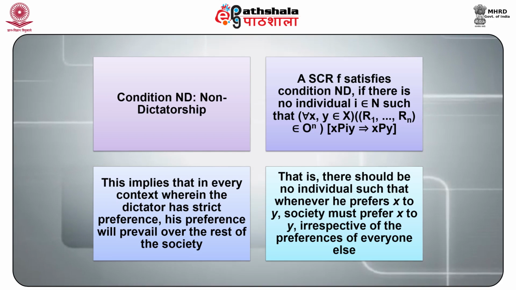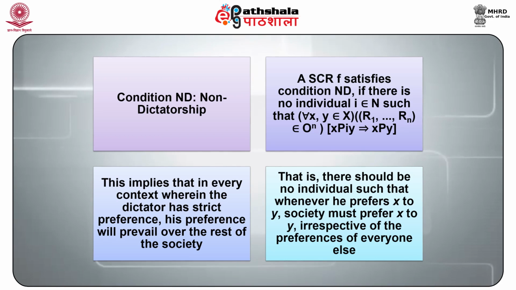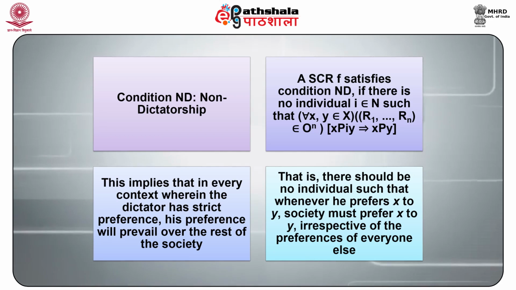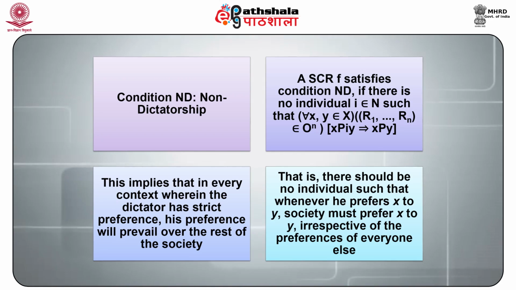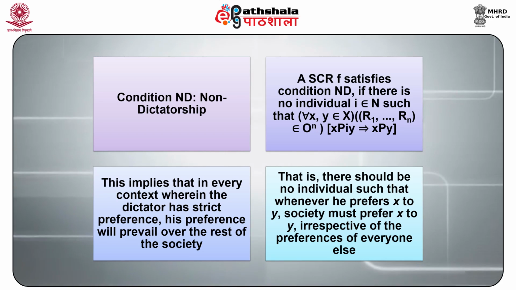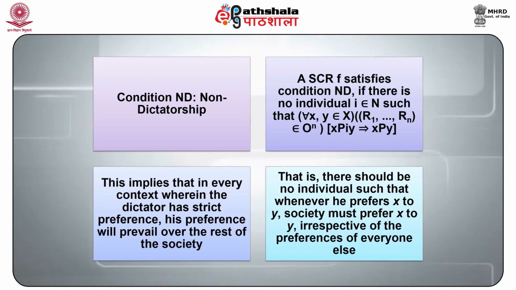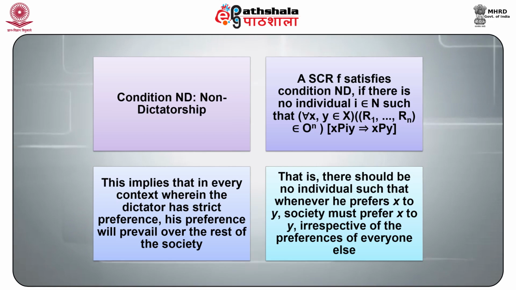Condition ND, non-dictatorship. A SCR f satisfies condition ND if there is no individual i belonging to N such that for all x and y belonging to X, and R1 till Rn belonging to On, x Pi y implies x P y.